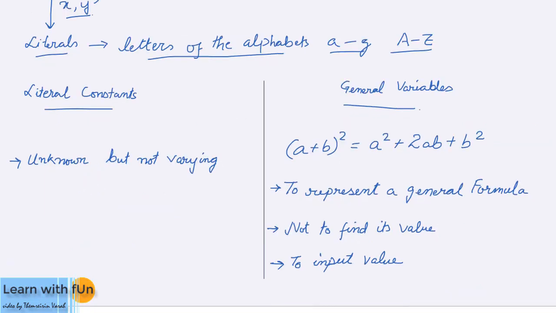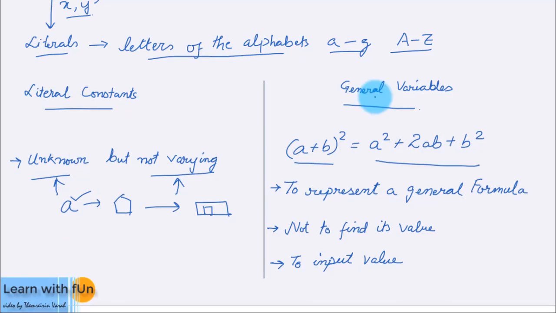Now there are two concepts that I would want you to know. The first is literal constants. Literal constants, by the name itself, are unknowns and will be represented by English alphabet letters, but their value does not vary even though you don't know it. For example, the distance between Delhi and Mumbai does not change. It remains constant, but you don't know the exact value. So whenever you have to represent that distance in your mathematical calculation, you can simply represent it by a literal, let's say A or B, and the value will not change.